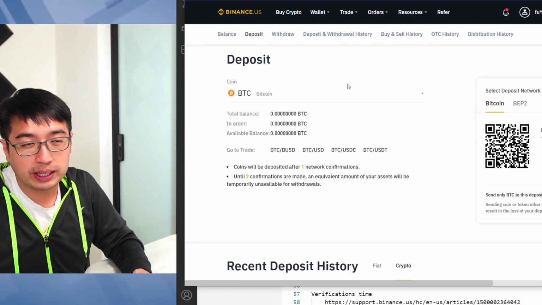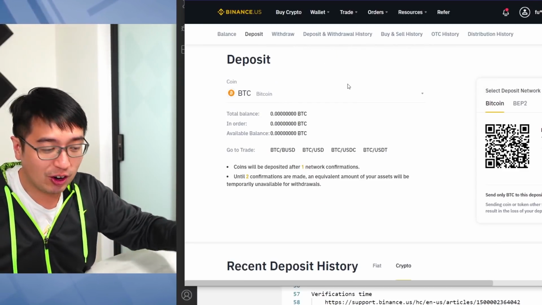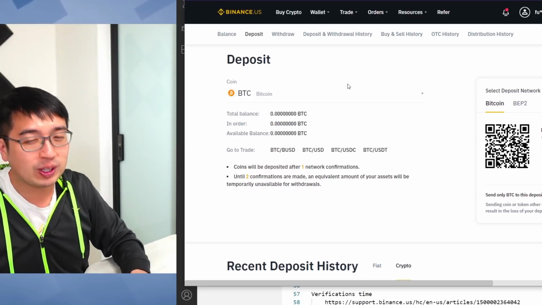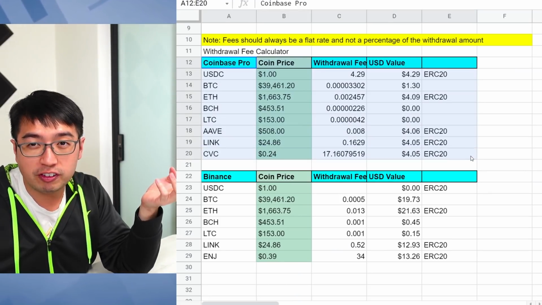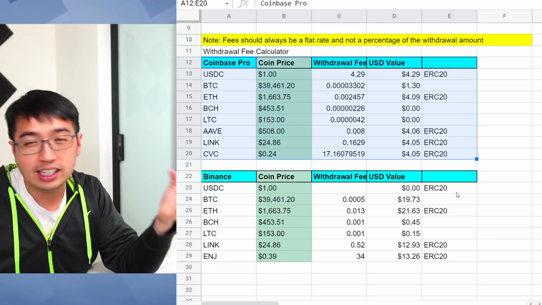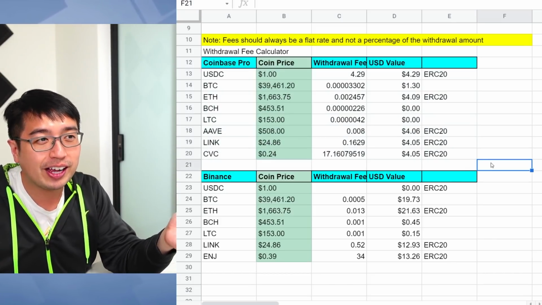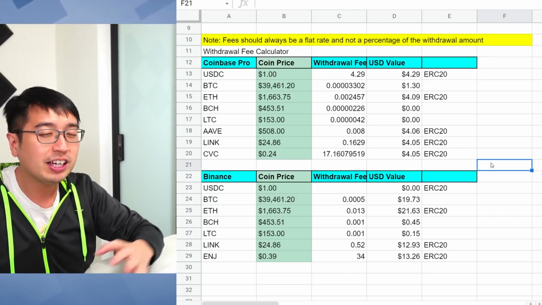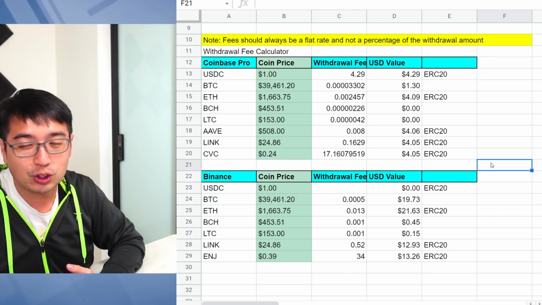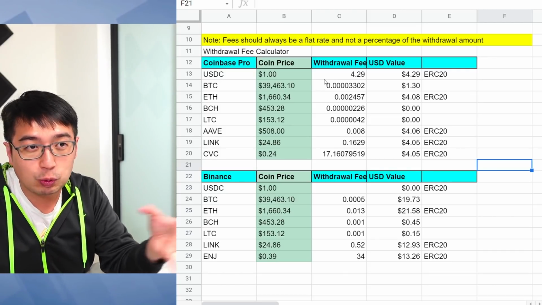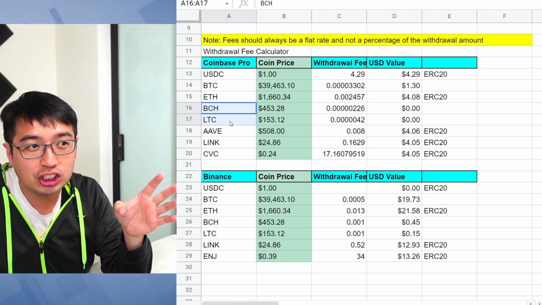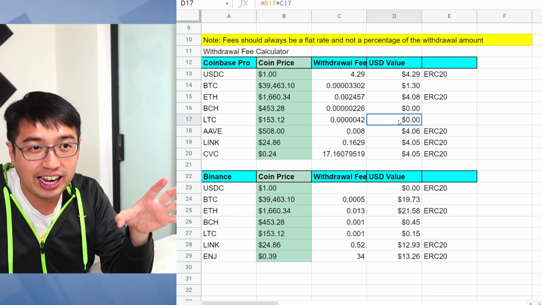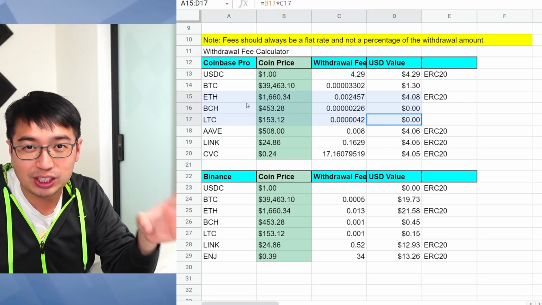Now, I do like Coinbase Pro. They used to have no withdrawal fees, but then they added withdrawal fees and they don't tell you what they are. So these are the withdrawal fees on Coinbase and Binance. I'm actually working on another video that explains the differences between both, depending on what you want to do with your cryptocurrency. And as far as withdrawal fees go, Coinbase Pro is the cheapest, and it's the cheapest with Bitcoin Cash and Litecoin, which is pretty much $0.